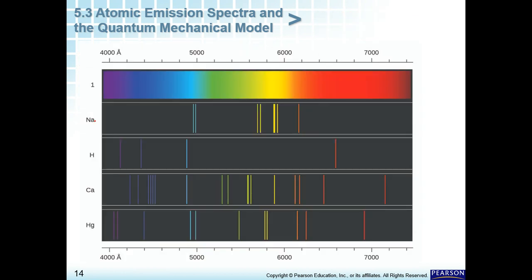So here, the top one is a continuous spectrum of white light, but let's say we had the element sodium. It only produces this atomic emission spectrum. Notice hydrogen produces a different one, calcium's is different, and mercury's is different. All of these atomic emission spectra are different.